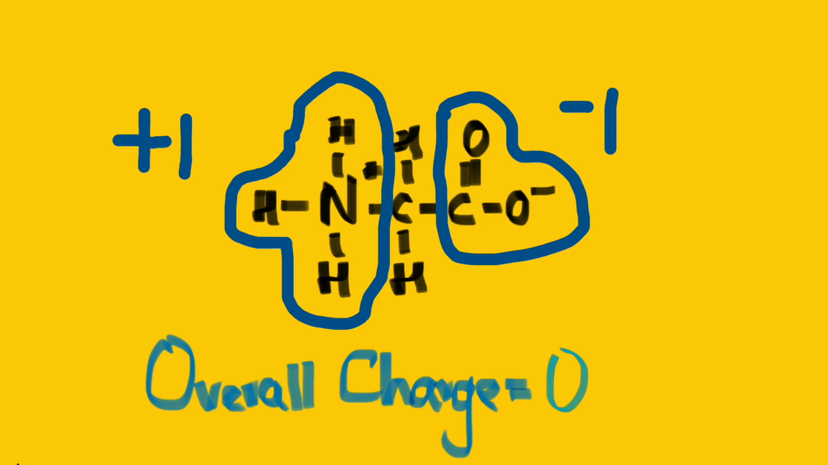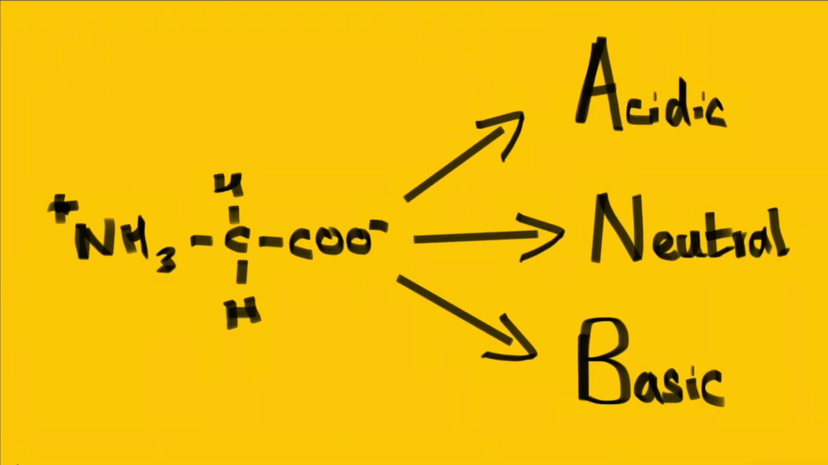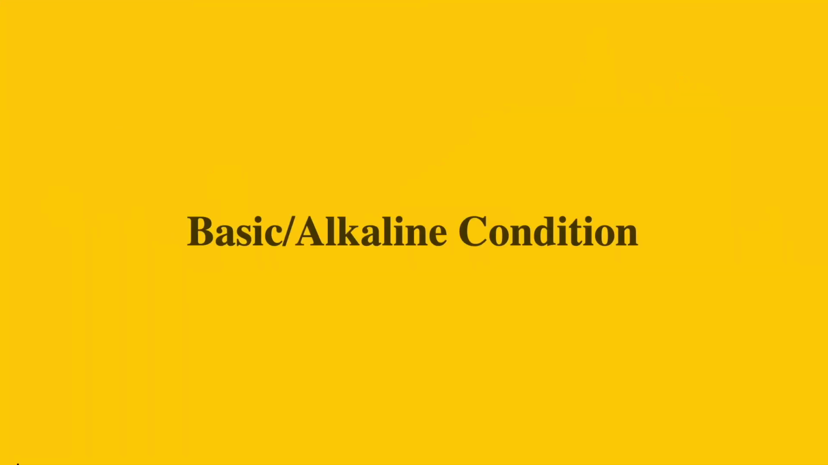Why was it 0? Because the amino group got a proton, making the overall charge of that section of the amino acid +1, whereas the carboxyl group lost a proton, making the overall charge of that section of the amino acid -1. So +1 plus -1 is 0. Now, we've covered how glycine would behave in an acidic condition and a neutral condition. And now let's consider how it behaves in basic conditions.